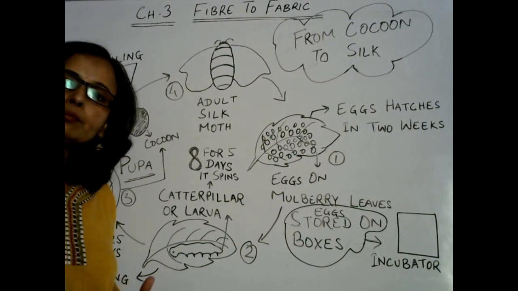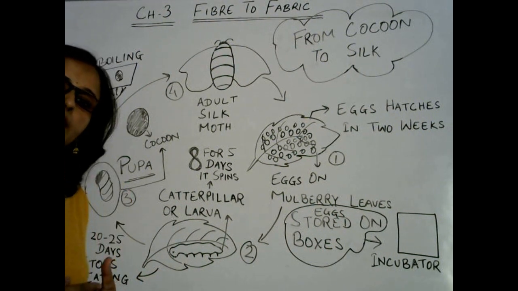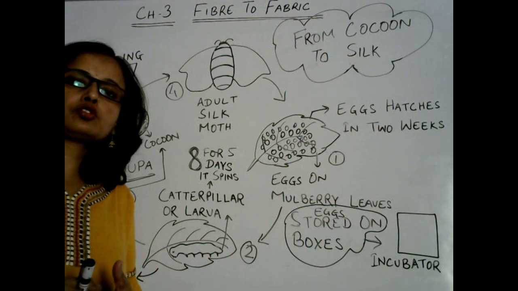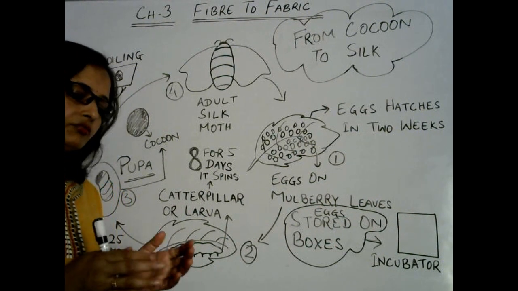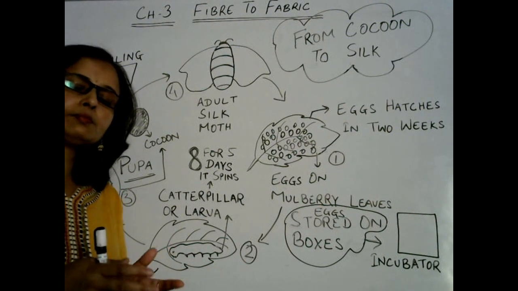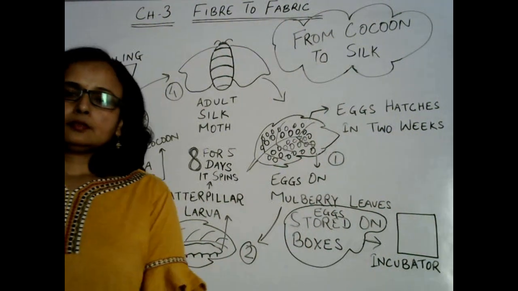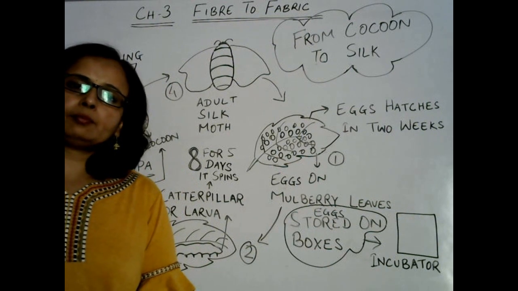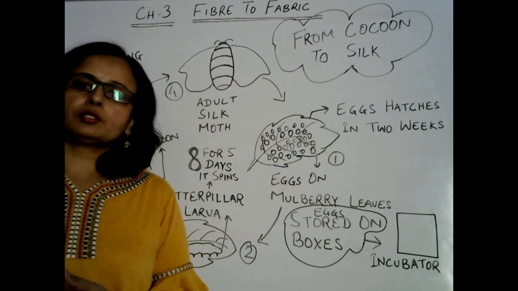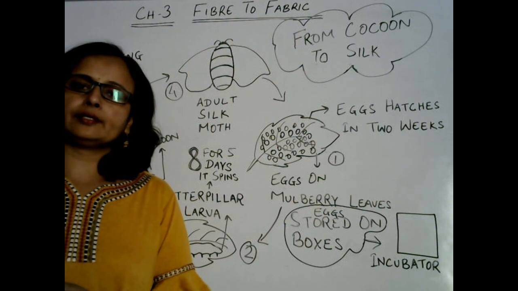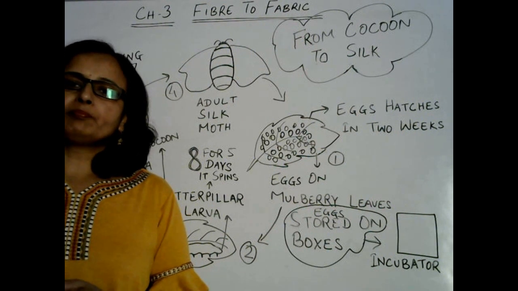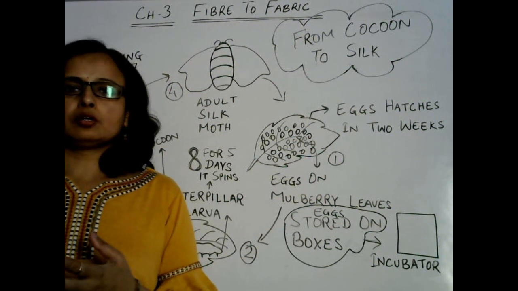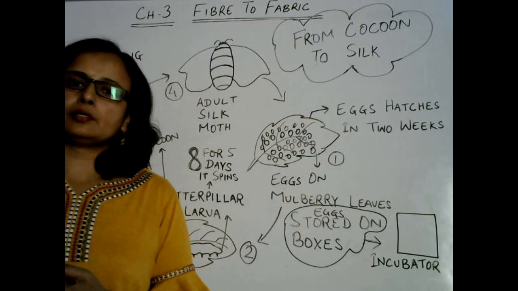While boiling, what happens? The pupa which is found inside cocoon dies, and cocoon becomes soft after boiling, and then the fibers become soft and come out. Then after boiling, farmers take out those fibers and sort out the similar kinds of fibers together, and that process is called reeling.